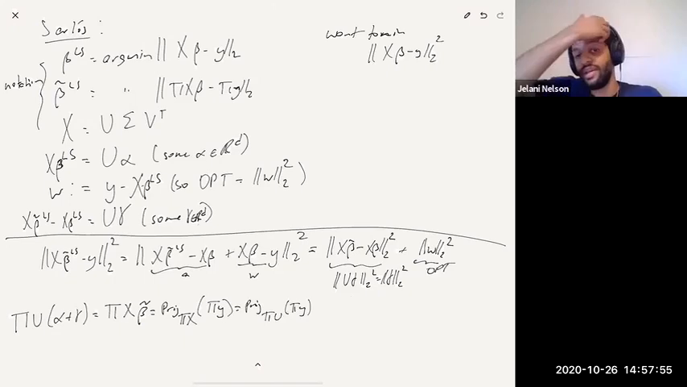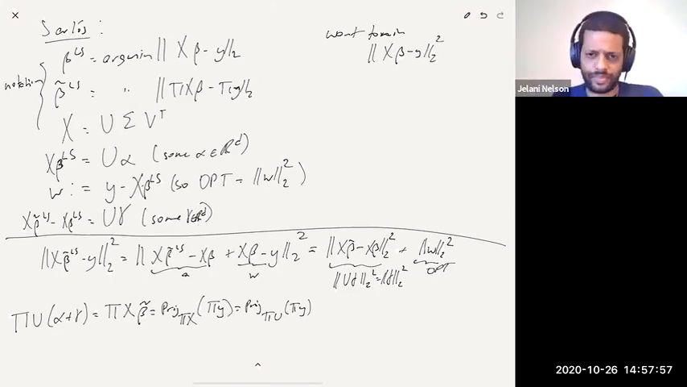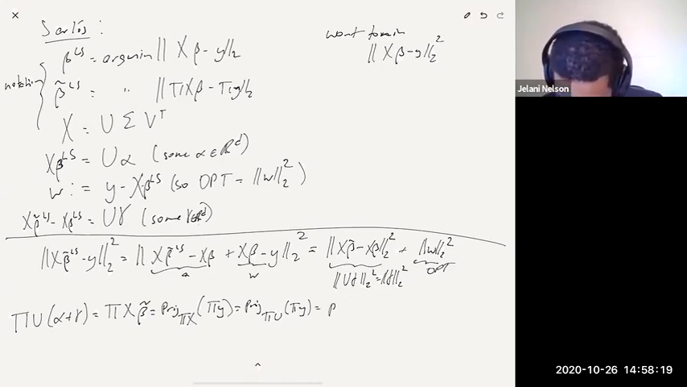Okay. And then now I can again use the definition of W. W is y minus x beta, and U alpha is x beta. So I can write y as W plus U alpha. So I'm just going to rewrite y. This is equal to the projection of pi U alpha plus pi W.